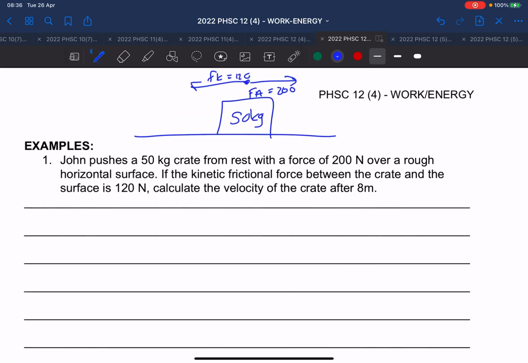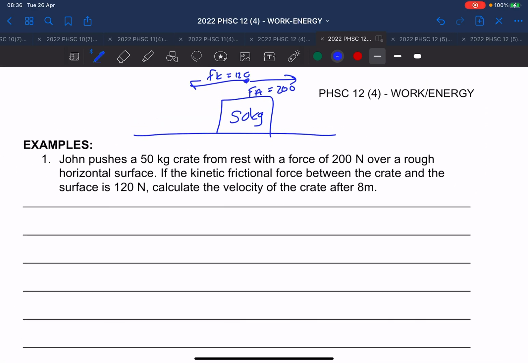Okay. Now it says, John pushes a 50 kilogram crate from rest. The initial velocity is zero. He pushes it from rest with a force of so much over a rough horizontal surface. If the kinetic frictional force between the crate and the surface is 120, calculate the velocity of the crate after 8 meters. So they want the final velocity.